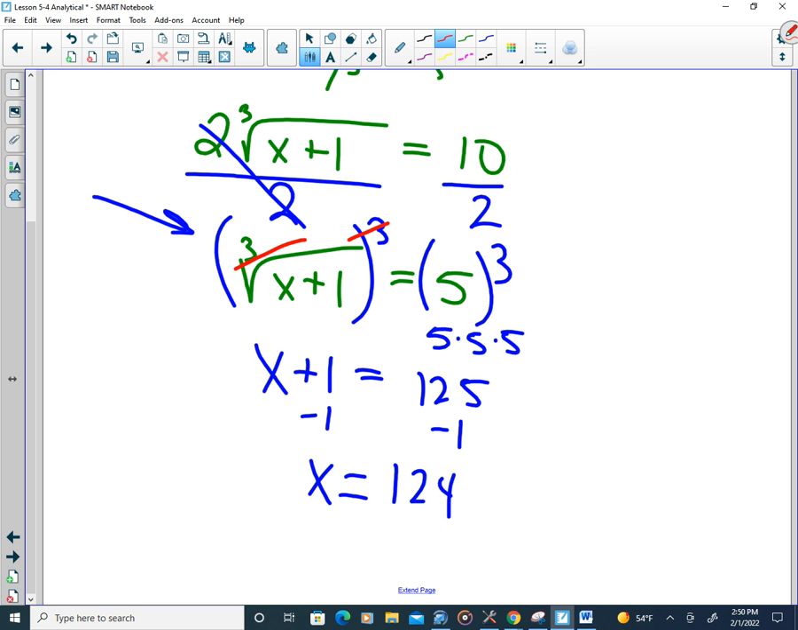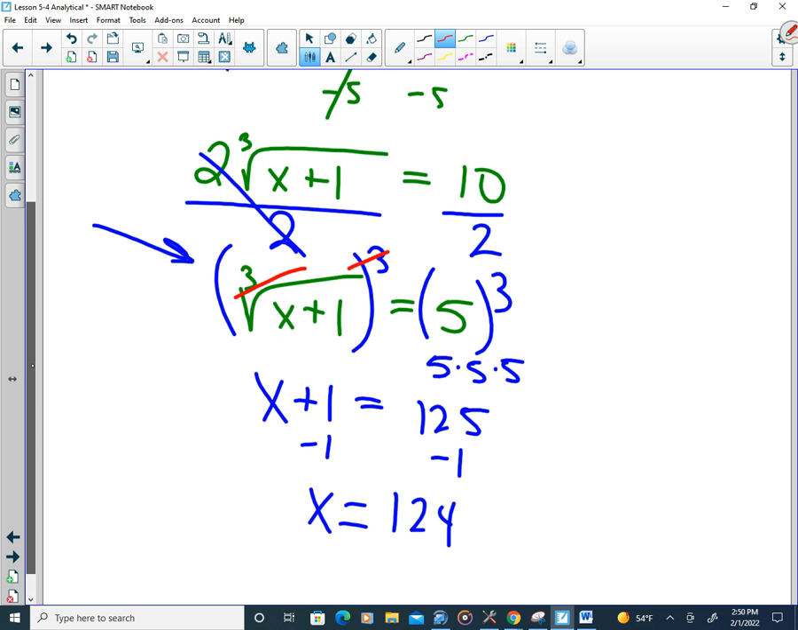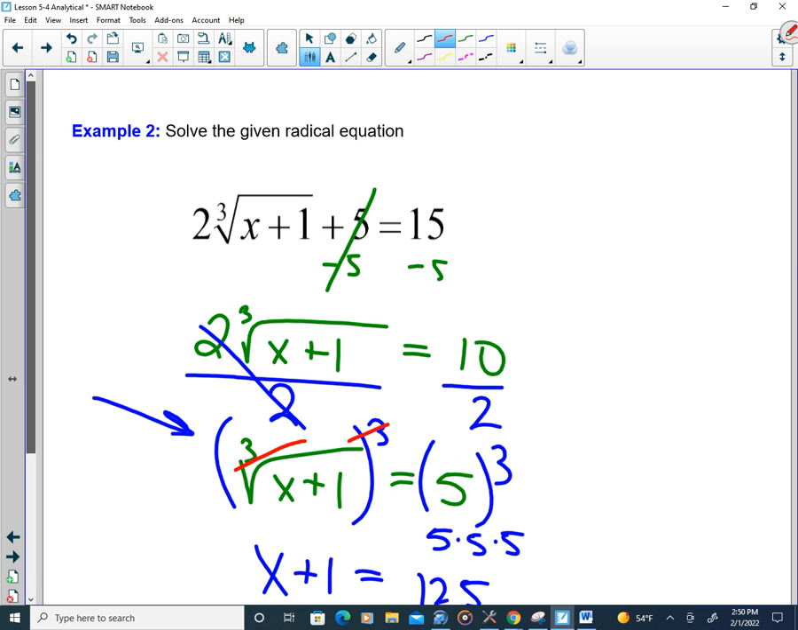And then just like on the first one, I want you to check your answer. So go back and plug in 124 for x. So I'm going to rewrite this equation again, but instead of having x, I'm substituting 124 in place of it. Everything else stays the same. I want to know, does this equal 15?